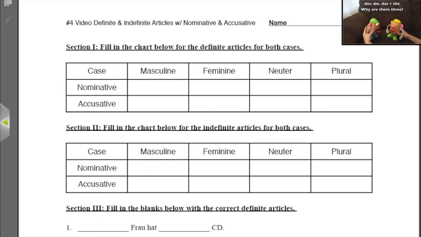Hi everybody, today we're going to be talking about the definite and indefinite articles with nominative and accusative.